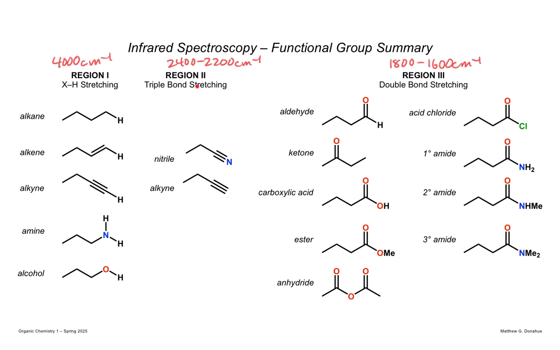For region 2, that's the triple bond stretch. We have sp hybridized carbon nitrogen, that triple bond. For alkyne, it has to be that specific type of alkyne, terminal, where the triple bond is at the end of the chain.